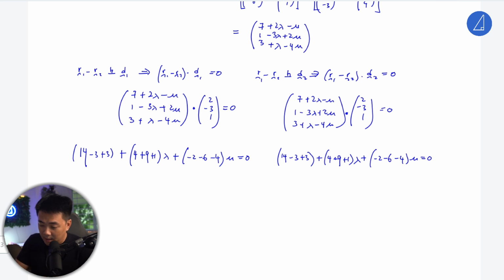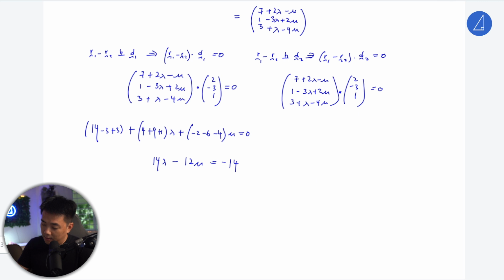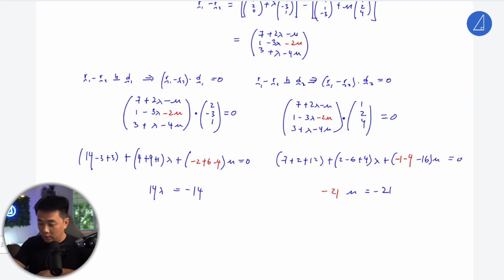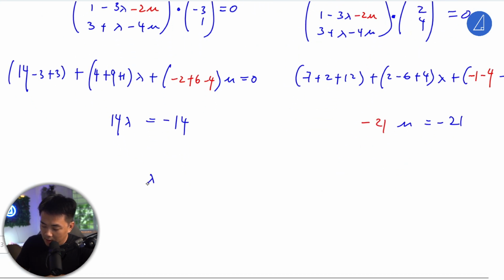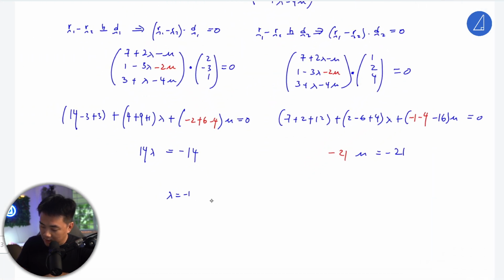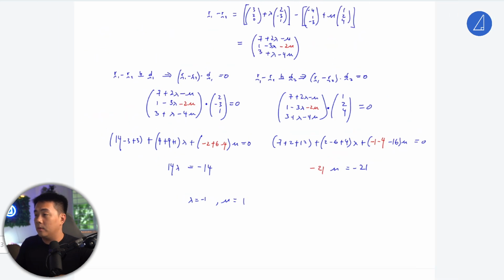Take note how I expand it: I just multiply this by this, then going down to the next line, multiply this and this, I'll get this, and subsequently this and this will get me this. This is easier because it's already in factorized form. I wrote the wrong D2. Let me rewrite that. D2 here is actually (1, 2, 4). Once you solve these two, you get lambda equals negative 1, and I made a minor careless mistake there, so just take note: mu equals 1. Okay, that's about it.